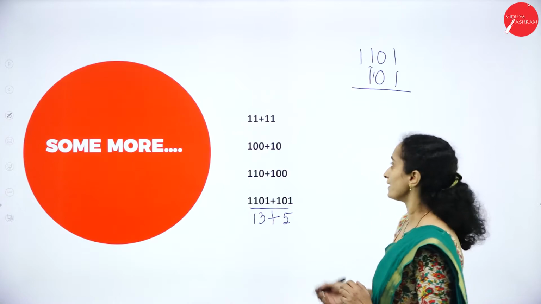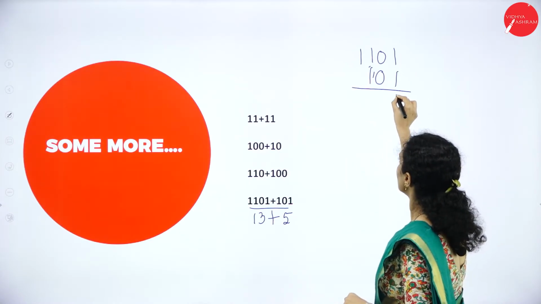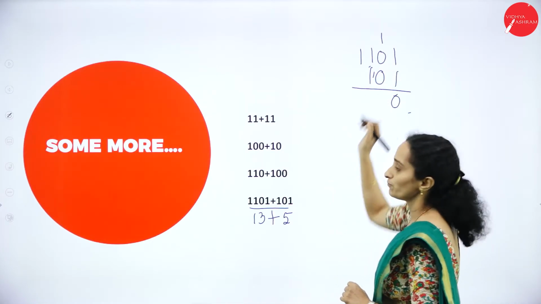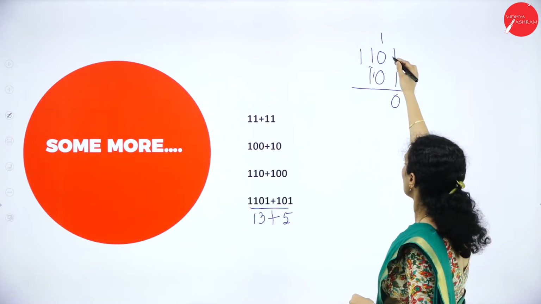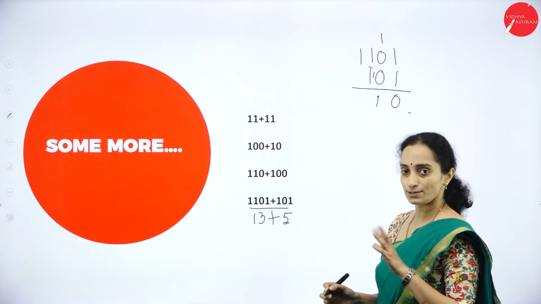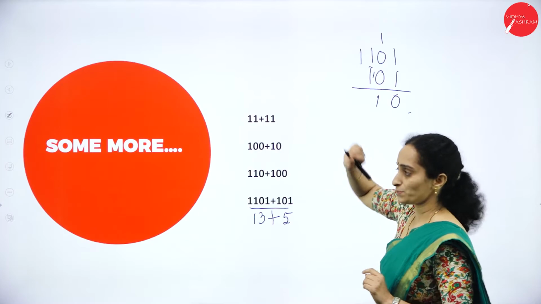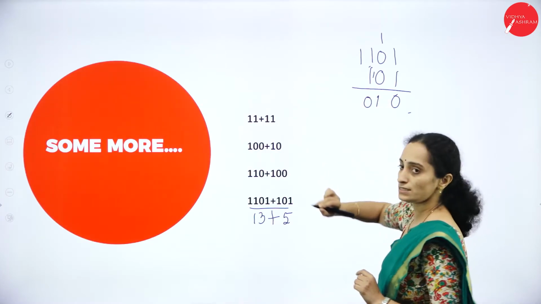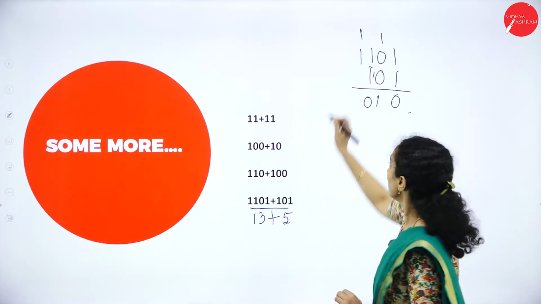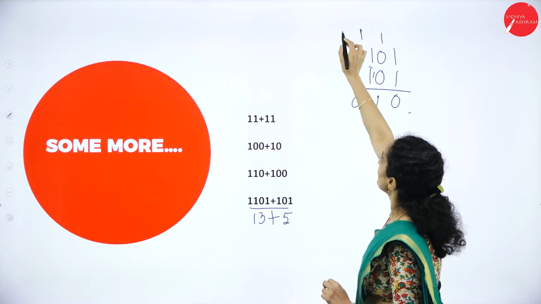Now we will perform the addition operation. 1 plus 1, the result is 0 and we have the carry 1. Okay. So 1, 0, 0 is 1. 1 plus 0, 0 plus 0 is 1. We have again 1 plus 1. The sum is 0 and we have a carry of 1. Okay. So 1 plus 1, again we have the sum 0 and carry 1.